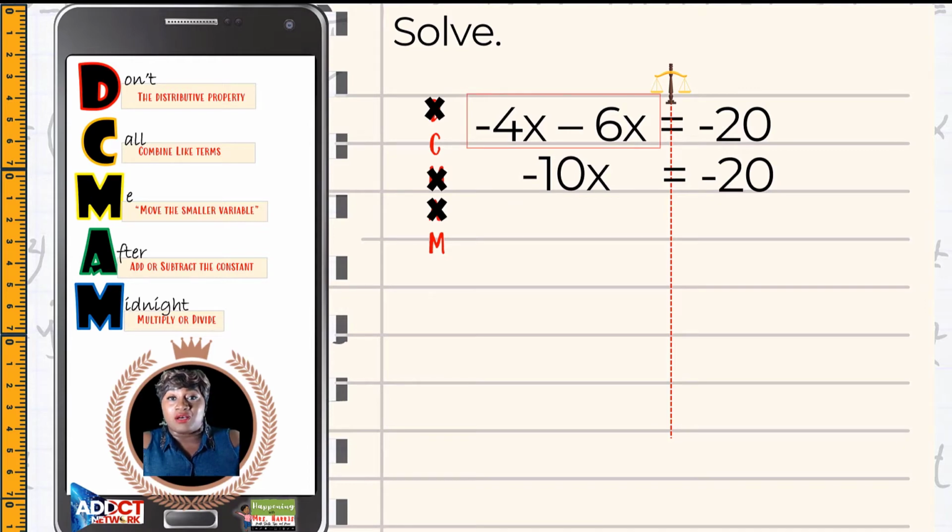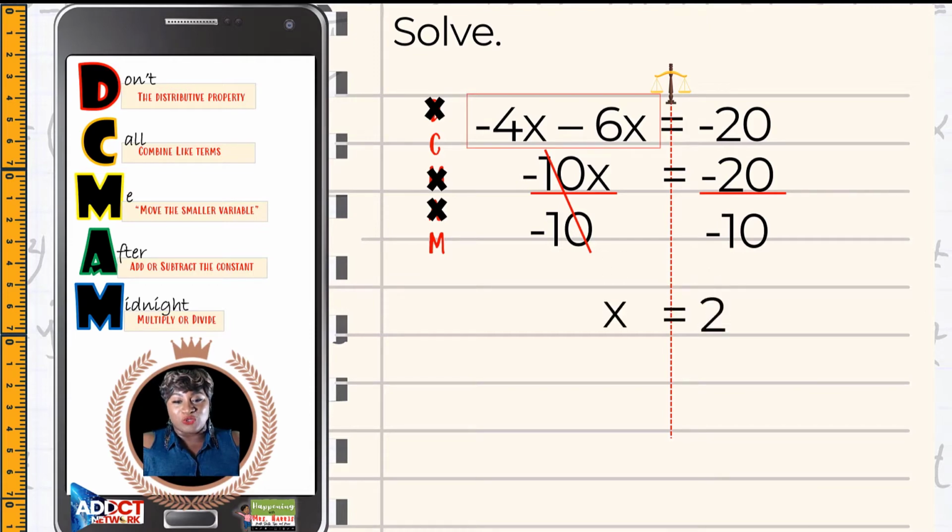Now we'll check for M, multiply or divide. Here we're left with negative 10x. Negative 10 is the coefficient that's being multiplied by the variable x. Yes, you heard me say multiply. Therefore, we'll use inverse operations, which is divide. We'll end up dividing both sides by negative 10. This will leave us with x equals positive 2. Negative 20 divided by negative 10 is positive 2. Our final solution is x equals 2.